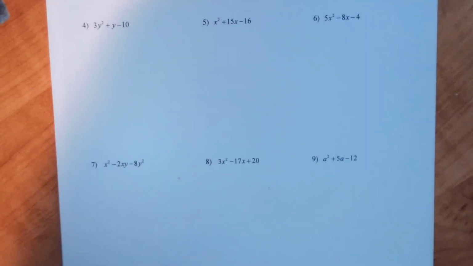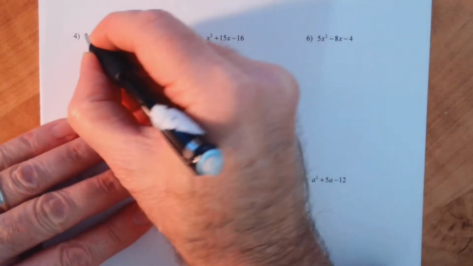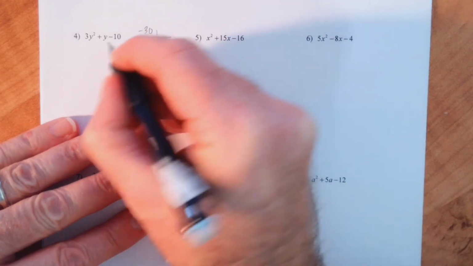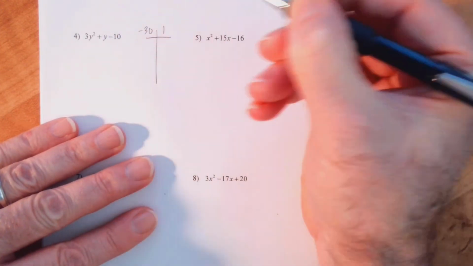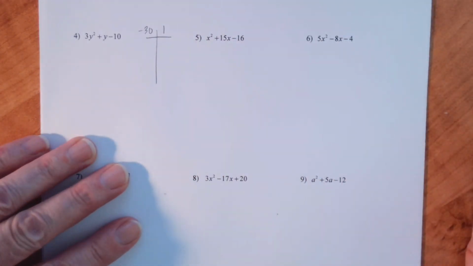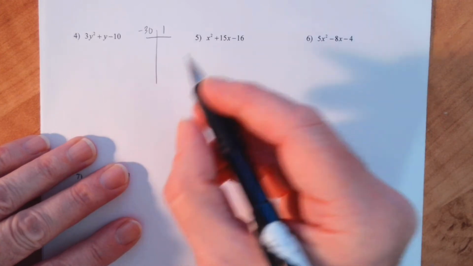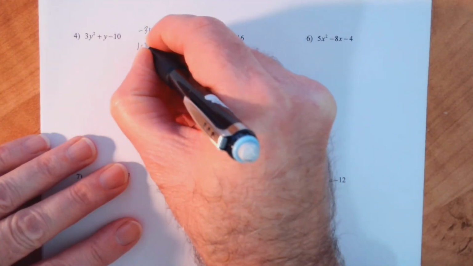Okay, so let's see. On number 4, our AC here is negative 30. And our B, now we know that's a 1y. We don't write the 1, but it is a 1. Now I can look at this, and I know that 5 and 6 are the numbers that are going to work. And you just got to get your signs figured out. But again, you can be very systematic.